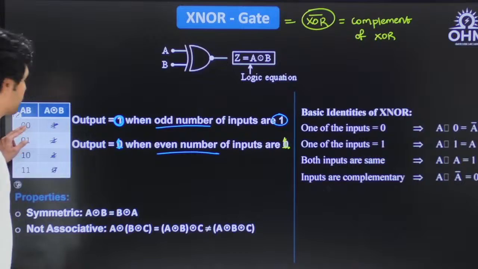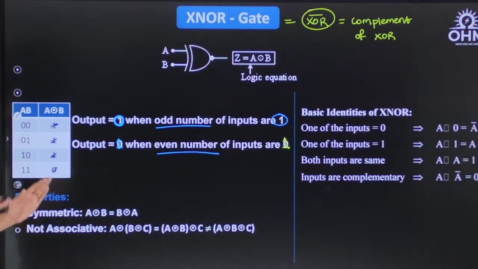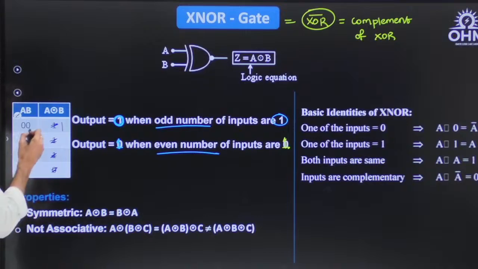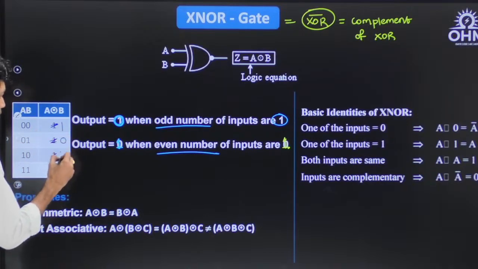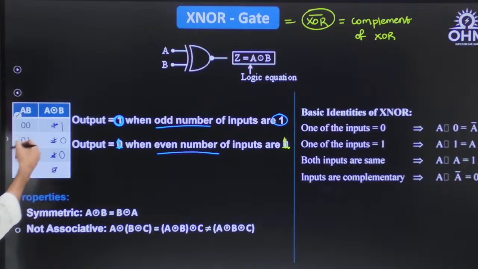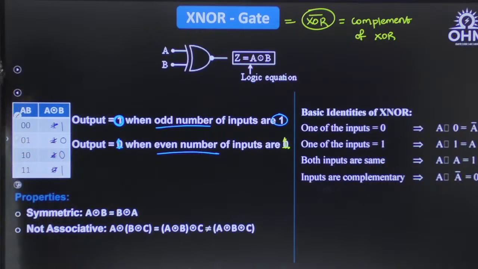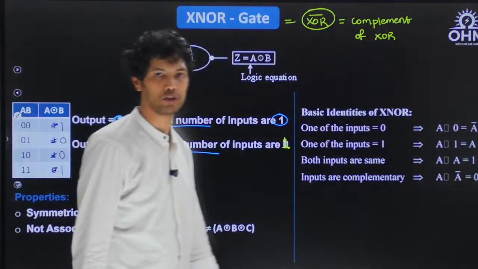Again, count the number of ones here. We don't have any ones, 0 ones. 0 is an even number, so the output is 1. In these two cases, we have an odd number of ones, so the output is 0. And in the last case, we have 2 ones, so the output is obviously 1. Okay, so this is the case of the XNOR function.